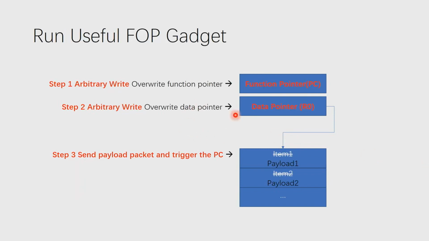To do the job, we have 3 steps. The first one, we overwrite one of the useful function pointers using the arbitrary write. The pointer should be able to trigger from the OTL packet. And the second one, we overwrite one of the parameters, generally R0. We overwrite the data pointer of R0. We change it to our payload, and the third step, we send the payload packet and trigger the function. Then our FOP gadget is running.